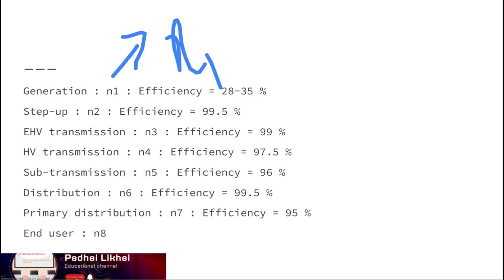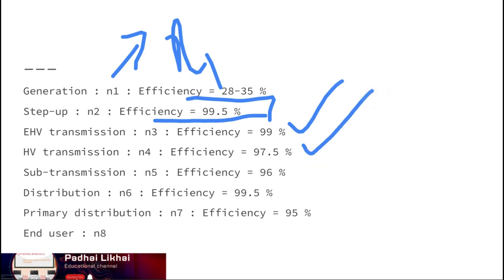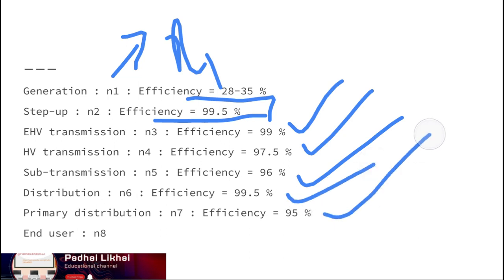Now the power is stepped up by using a step up transformer before transmitting, and usually the transformers have an efficiency of 99.5%, so assume it at 99.5%. Now the EHV transmission has an efficiency of 99%, and there are other transmission stages, say HV transmission efficiency 97.5%. Sub transmission level, let us assume that the efficiency is 96%. Distribution, let us assume that the efficiency is 99.5%. Let the primary distribution assume the efficiency is 95%, and let the end user efficiency assume at eta 8.